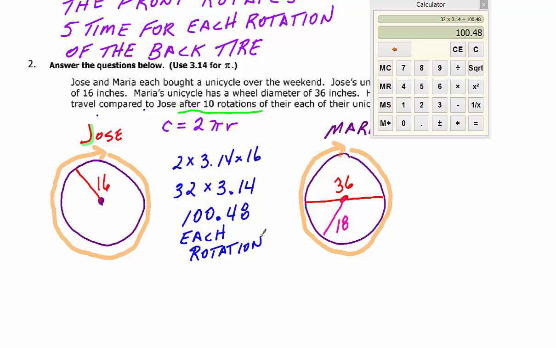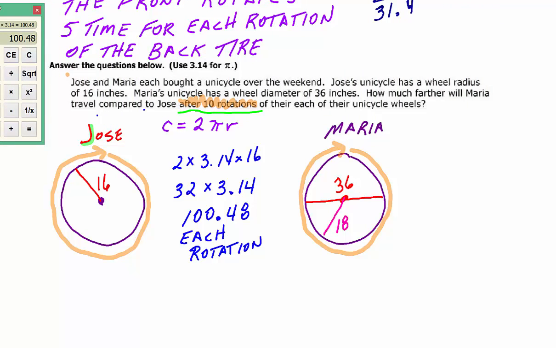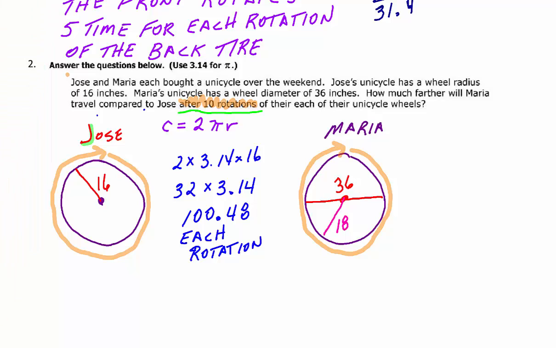I'm going to remind you again. This problem asks us what happens after 10 rotations. So we have to keep in mind that's only one rotation. All right, let's show the calculator over here somewhere. Get it kind of out of the way. And let's do Maria's. So for Maria's, we have 2, because that's always how the formula starts, times 3.14. That's pi. But this time, it's times 18, because that's the radius of Maria's.